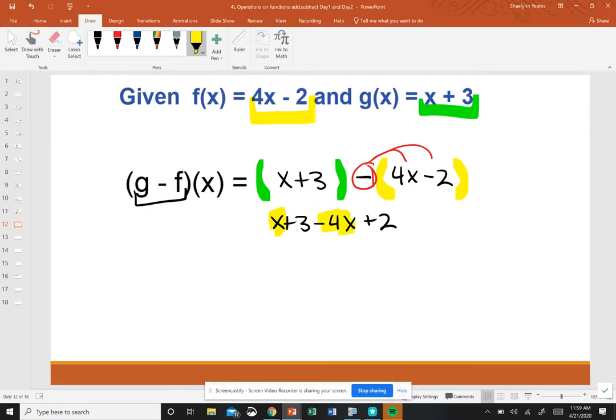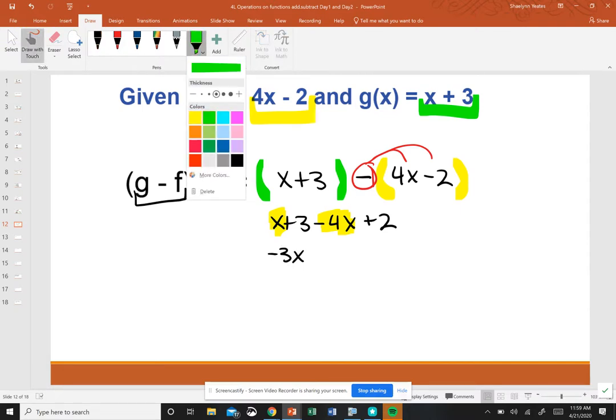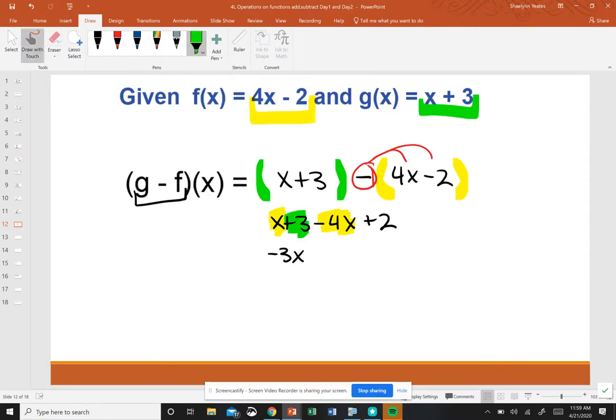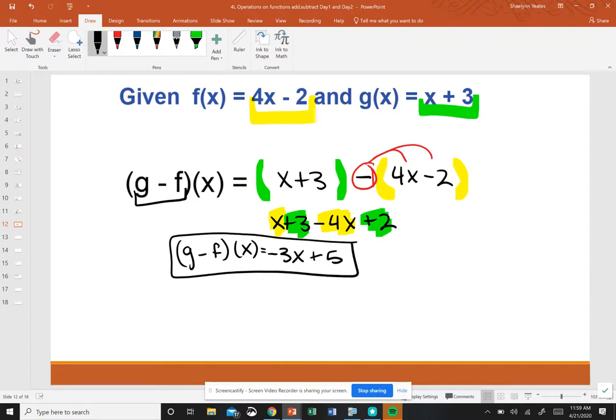We have x minus 4x, which is a negative 3x. And then we also have a positive 3 and a positive 2. 3 plus 2 is a positive 5. So we know that g minus f of x equals negative 3x plus 5.